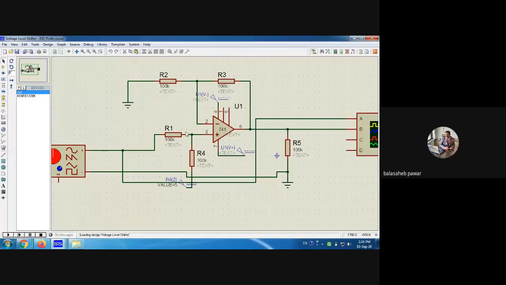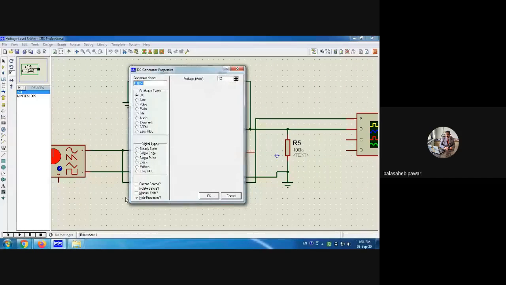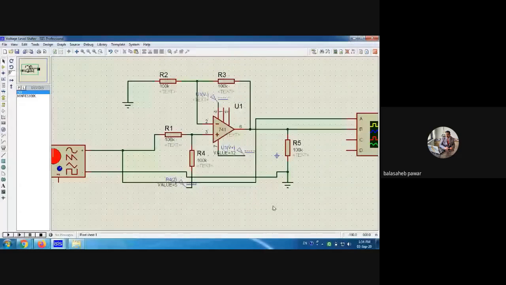But it will get limited by saturation. That means the shown circuitry will not always provide output twice the input. Why am I saying always? Because the output will get saturated at a particular level. Here I use DC sources of 12 volt, so the output will be 90% of this 12, so it will be 10.8 volt maximum. Beyond that, if we increase the input, the output will remain saturated.